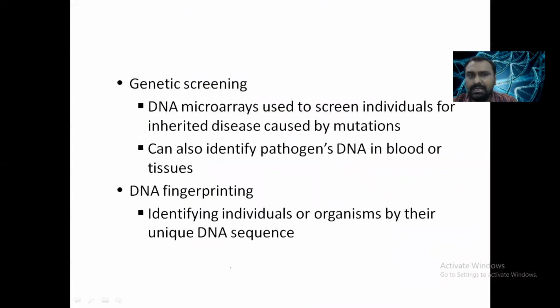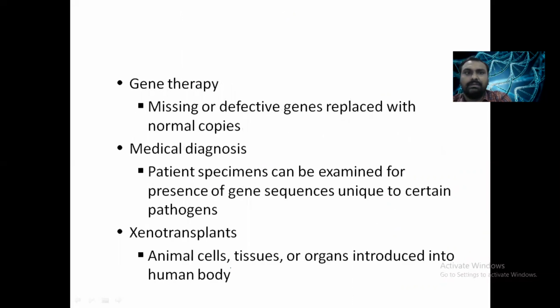And this recombinant DNA technology is useful. Like DNA microarray technique in recombinant DNA technology is used to screen individuals for inherited disease that cause the mutation, or it can also identify pathogens DNA in the blood. DNA fingerprinting identifies the individual organism by their unique DNA sequence. Gene therapy, missing or defective genes can be replaced by the normal copies. So all they are using this recombinant DNA technology.